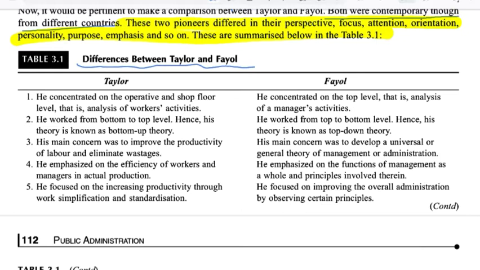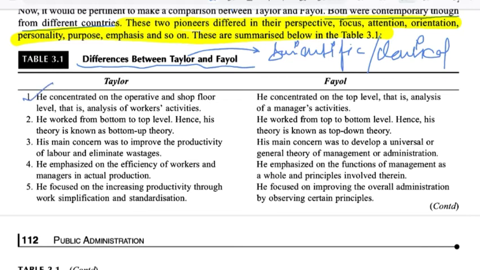Taylor's principle is known as the scientific management theory, while Henry Fayol's principle was known as the classical approach to administration. So, F.W. Taylor concentrated on the operative and shop floor level, that is, analysis of workers' activity.